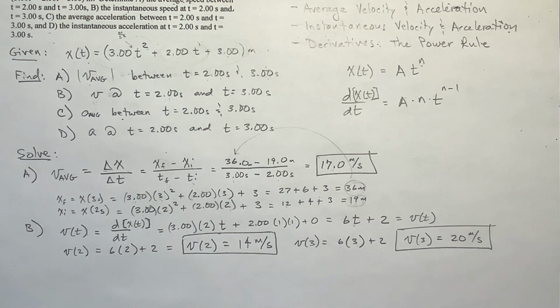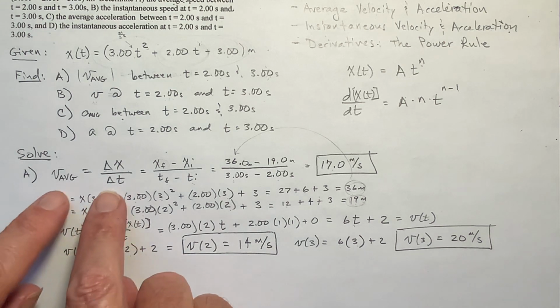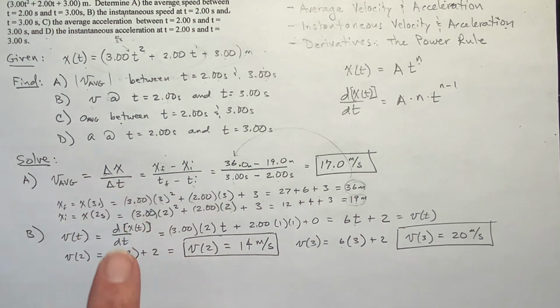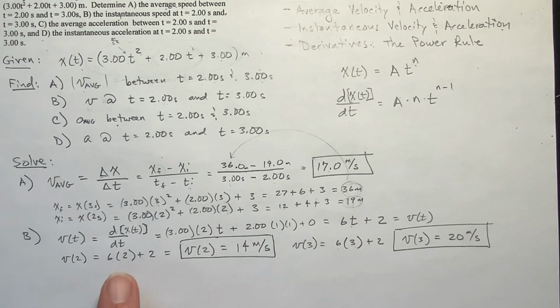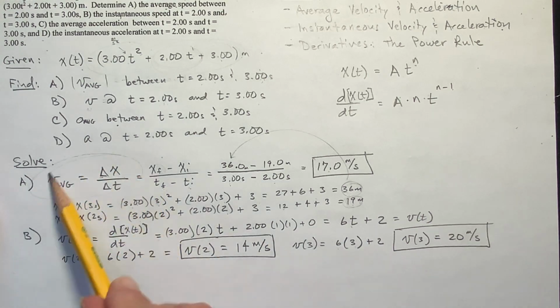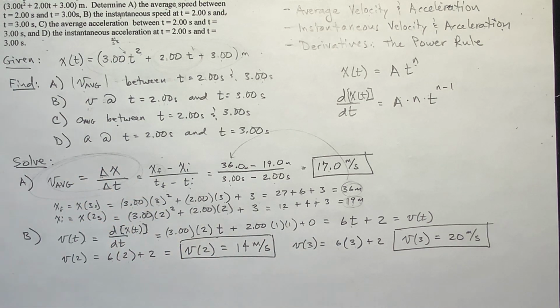So the main thing I want you to really focus on here is the difference between calculating an average velocity and an instantaneous velocity. They are very different. Keep that in mind, just the difference between average and instantaneous. And now we're going to do the same exact thing, but now we're going to do it for acceleration.